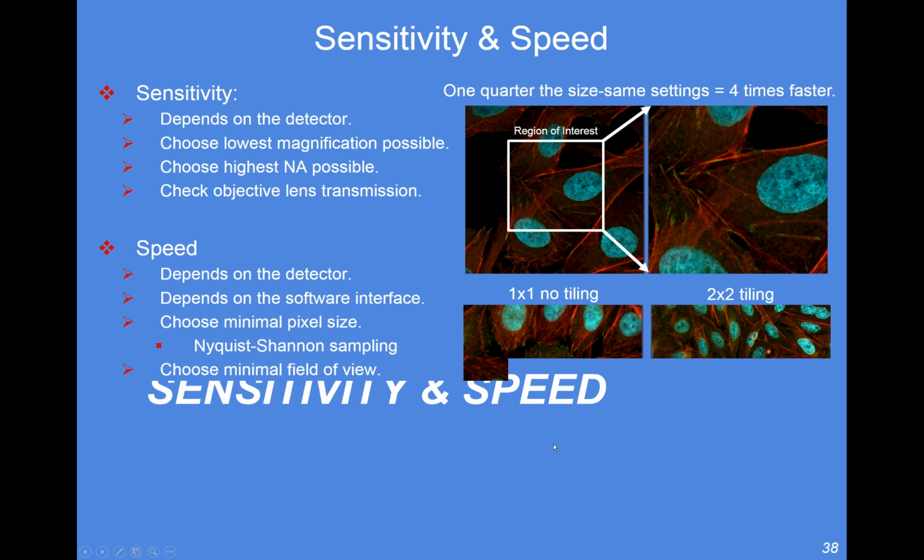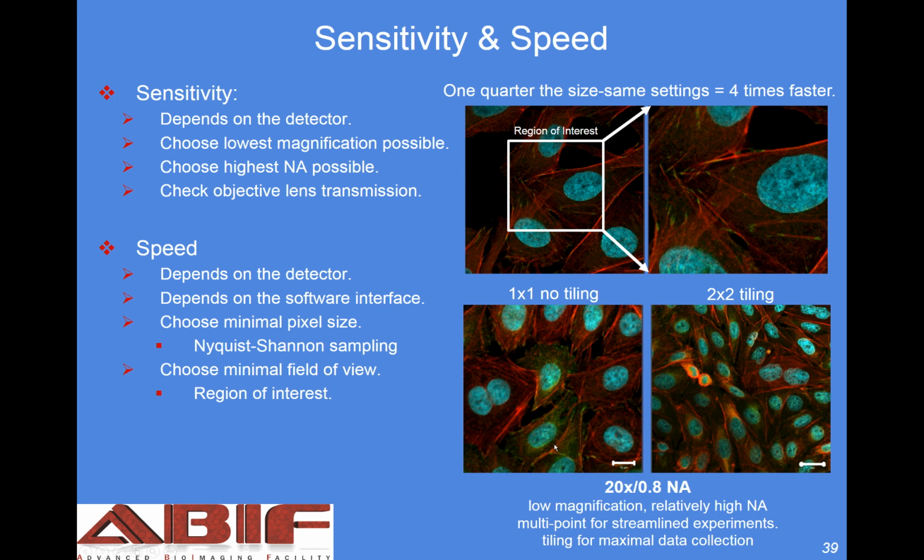So what about sensitivity and speed? So I have a really dim sample or a really light sensitive sample, or I have something I want to watch that's occurring at a very rapid rate. The sensitivity will depend on the detector, so the camera or the photomultiplier tube. But from the objective lens point of view, you want to choose the lowest magnification possible, the highest numerical aperture possible, and you also want to check the transmission of the objective lens. So I'll show on the next slide an example of curves, but some lenses transmit different wavelengths than others, and this depends on the type of glass used in the optics.